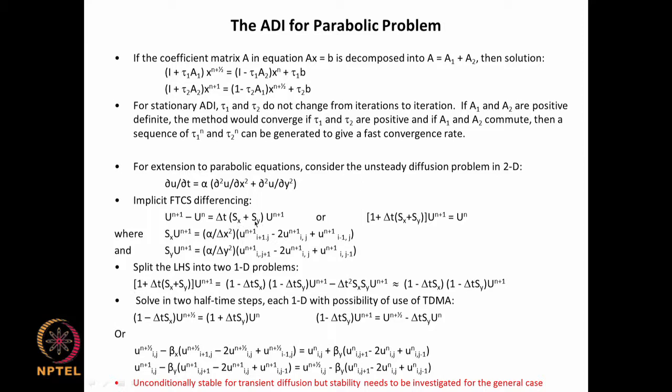So, Sx and Sy are operators in the sense that you do not have Sx without u. Okay. So, we define Sx u^(n+1) as alpha by delta x square times u^(n+1) with subscripts i plus 1 j, u i j and u i minus 1 j. So, this whole thing is representing dou square u by dou x square, and the right hand side is being evaluated at the n plus 1 time step.